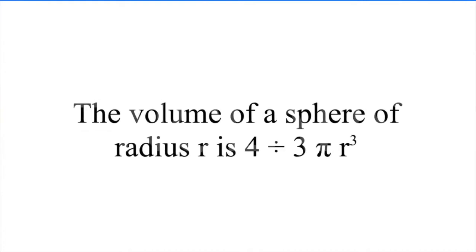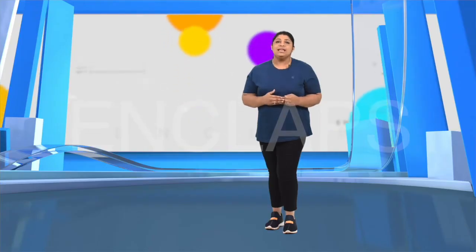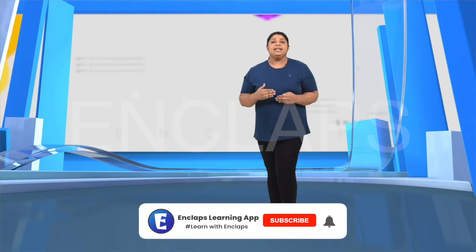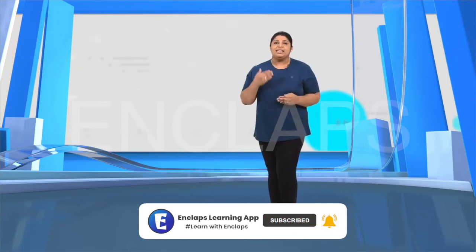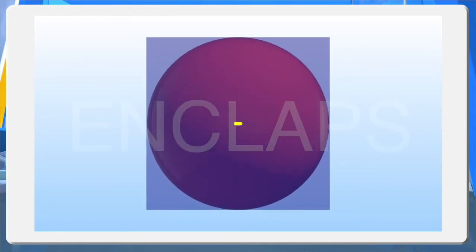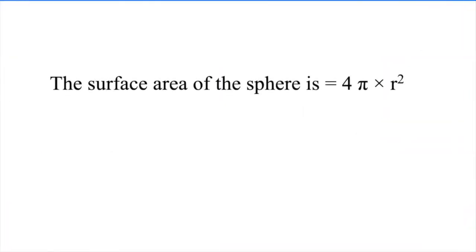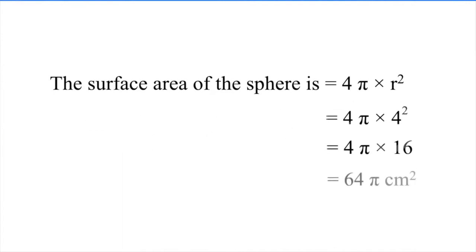Also, we can prove that the volume of a sphere of radius r is 4 divided by 3 pi r cube. What is the surface area of the largest sphere that can be carved from a cube of edge 8 centimeters? We can see from the picture that the diameter of the sphere is the length of an edge of the cube. So, the surface area of the sphere is 4 pi r square = 4 pi into 4 square = 4 pi into 16 = 64 pi centimeter square.